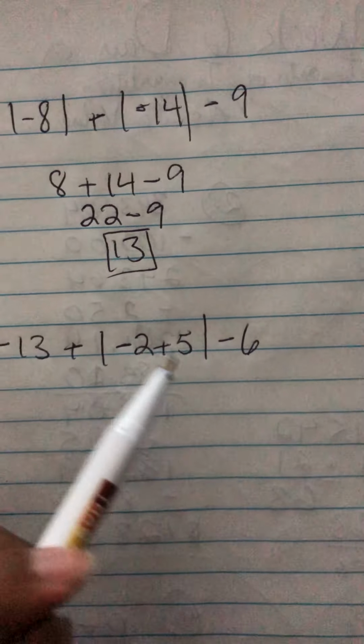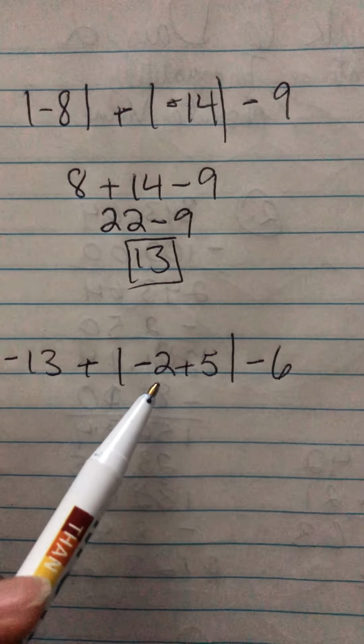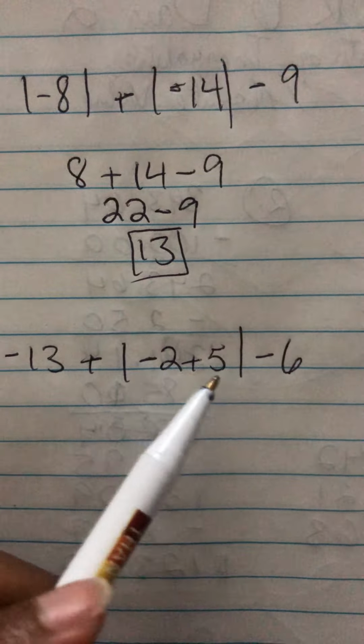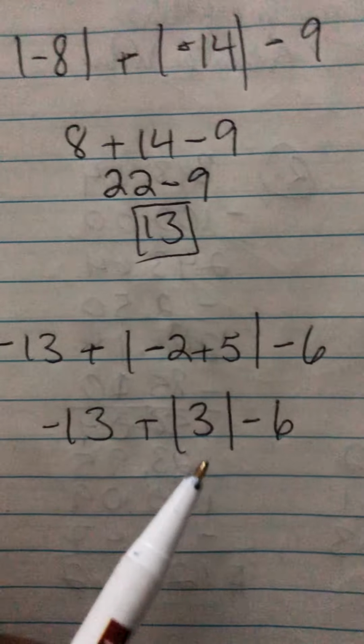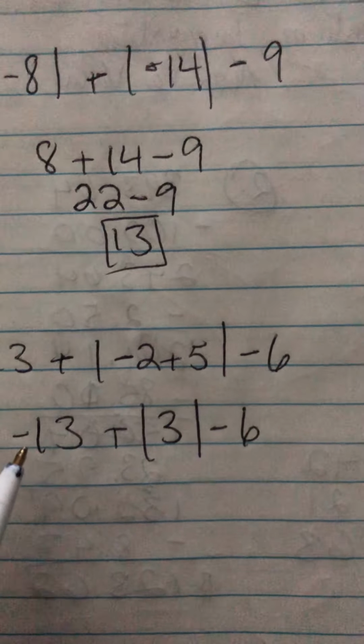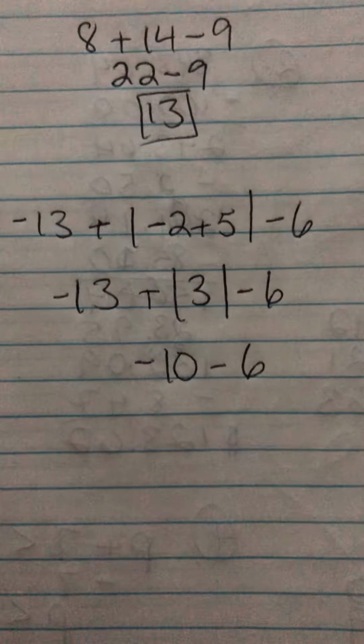We're going to start just like we're doing PEMDAS. We're going to start inside. So we have negative 2 plus 5. Since the signs are different, we subtract and keep the sign of the bigger number, and that gives us 3. So now we have the absolute value of 3, and then negative 13. As I read from left to right, the absolute value of 3 is simply 3. So negative 13 plus 3 is going to be negative 10 minus 6. That's what we're left with.